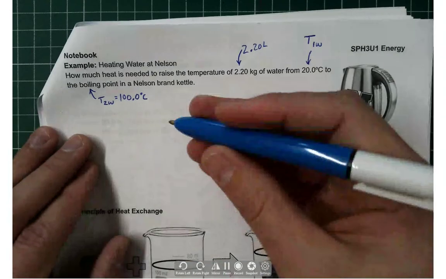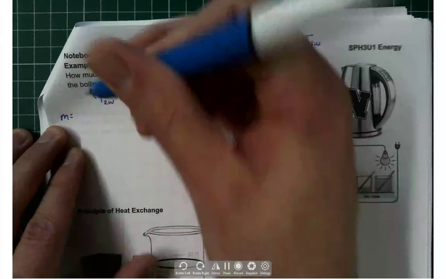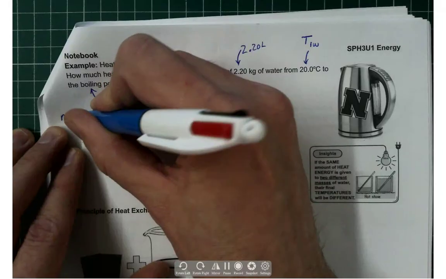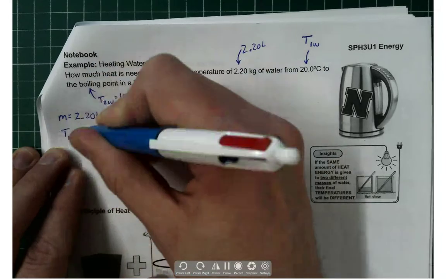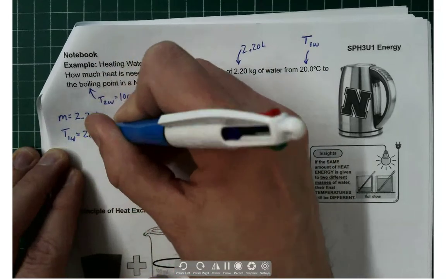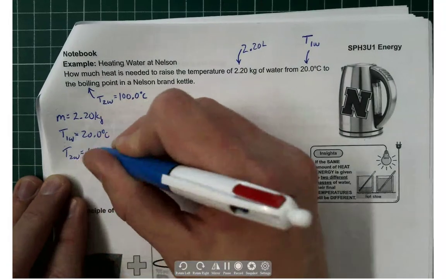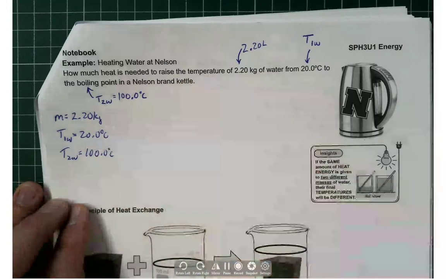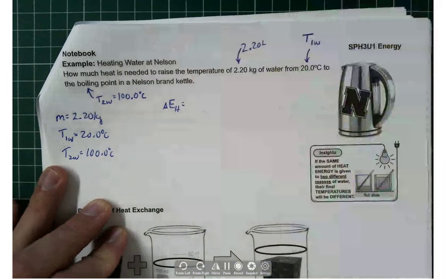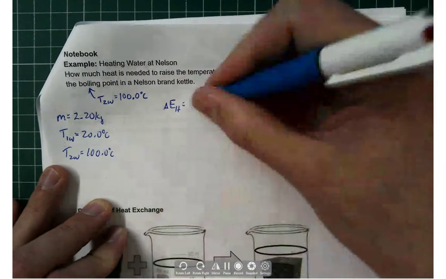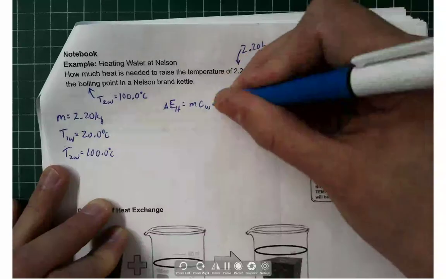All right. Now, how much of this stuff do we have? So let's write out our givens. The mass of water that's in this brand name kettle is 2.20 kilograms. The initial temperature for this water is 20.0 degrees Celsius. The final temperature for this water, 100.0 degrees Celsius. And as I go to calculate delta EH, how much heat energy I had to add to this water, delta EH is equal to M times the heat capacity of water, remember it's specific to that substance, times delta T.